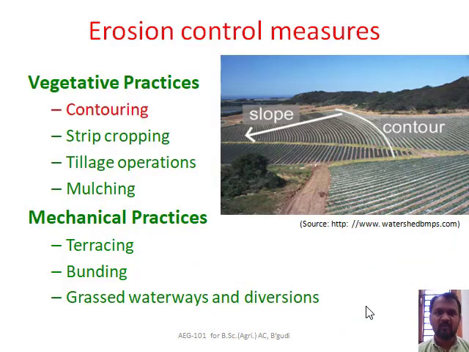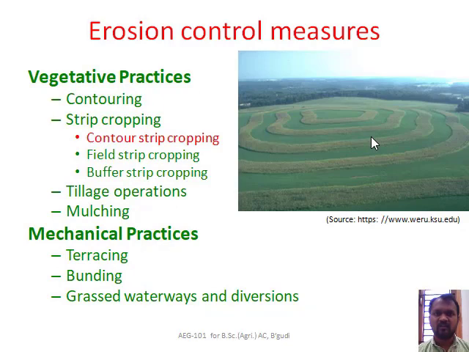Here we'll go one by one through the different erosion control measures. First, we'll see vegetative practices. Under vegetative practices we'll see contouring. In this measure the crops are grown on the slope along the contour. In this picture you can see the crops grown on the contour. These are the contours, the slope is towards this side, and the crops are grown on the contour lines.